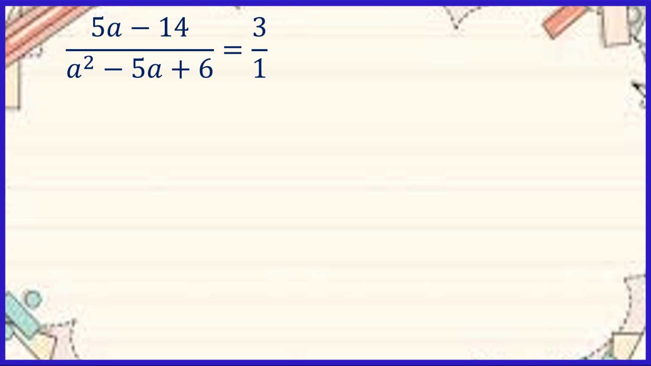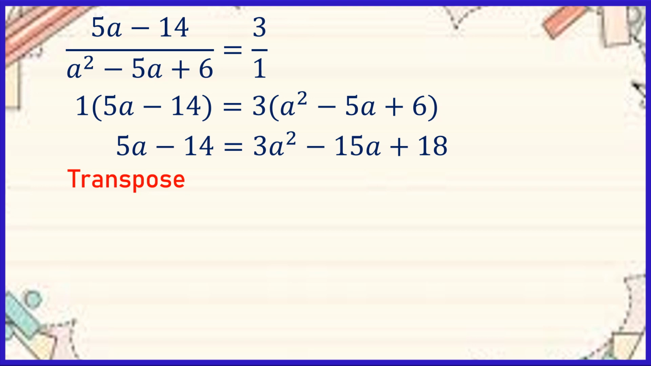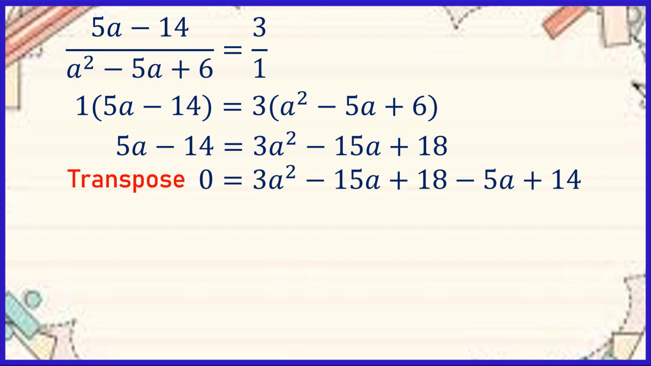Now we are going to cross multiply. So we get 1 times (5a minus 14) is equal to 3 times (a squared minus 5a plus 6). Distributing 3 inside the parentheses, we get 3a squared minus 15a plus 18. And then we are going to transpose 5a minus 14. We get 3a squared minus 15a plus 18 minus 5a plus 14. So in transposing terms to the left side or to the right side, the sign changes.